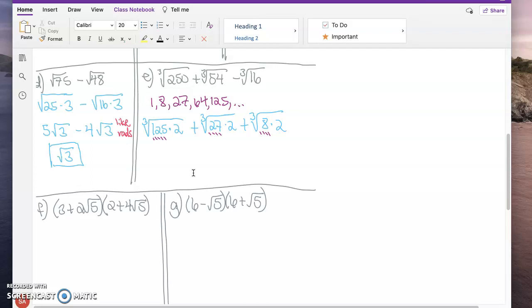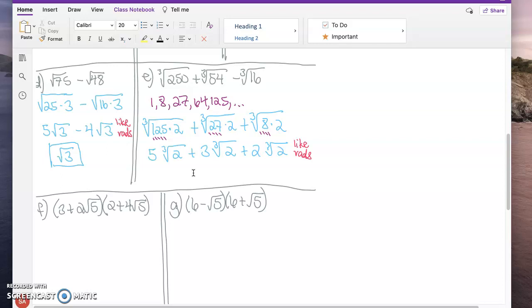So now what did we say? 125, count them out. 1, 2, 3, 4, 5. 125 was 5 cubed. So the cube root of 125 is 5. 27 was 3 cubed. So the cube root of 27 is 3. And the cube root of 8 is 2. That's a messy 3. Sorry about that. So now these are all like radicals.